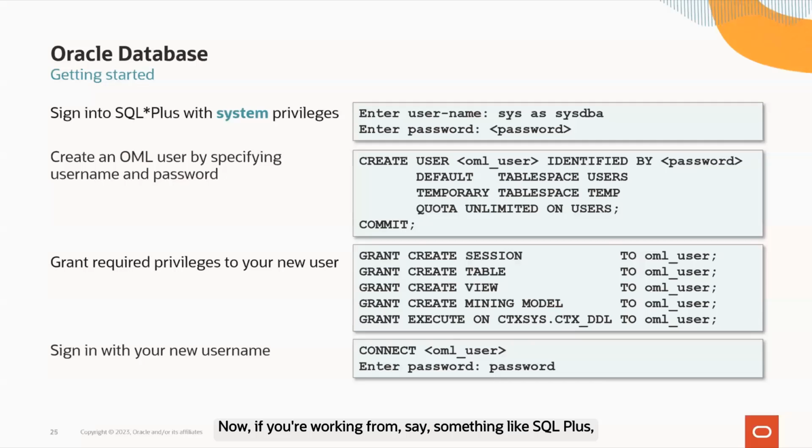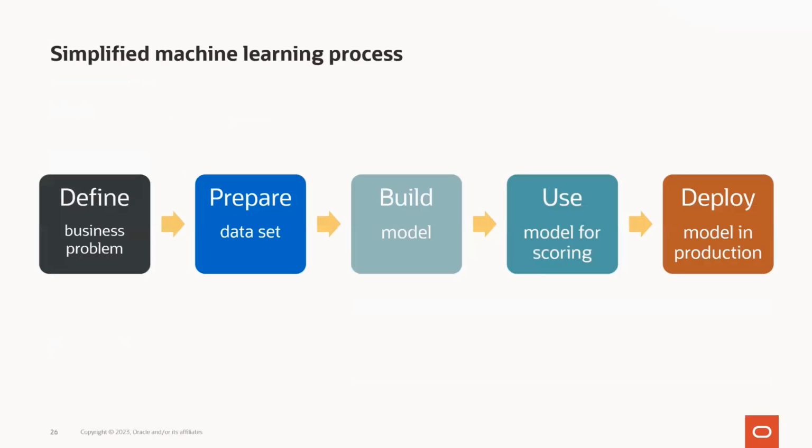Now, if you're working from, say, something like SQL*Plus, you can create a user logging in as the DBA, create your user, grant the appropriate privileges, and then log in, and you're ready to go for the OML for SQL capabilities. Now, with that as our background, let's touch on the simplified machine learning process.